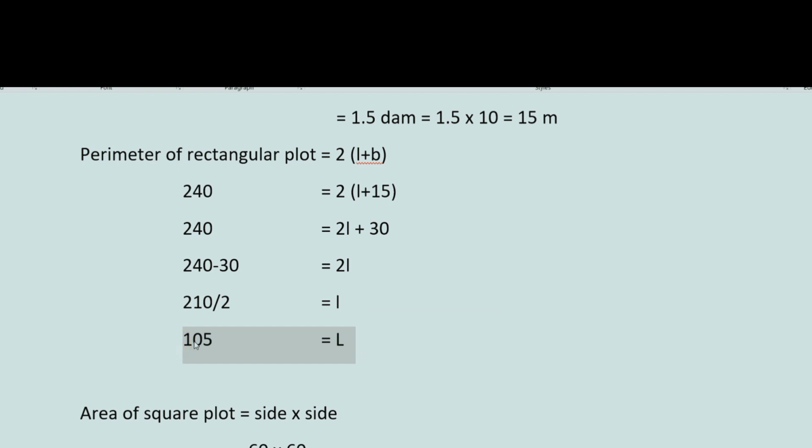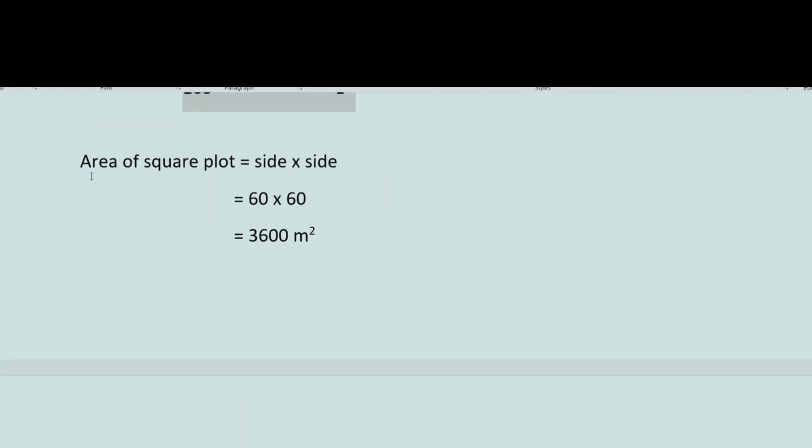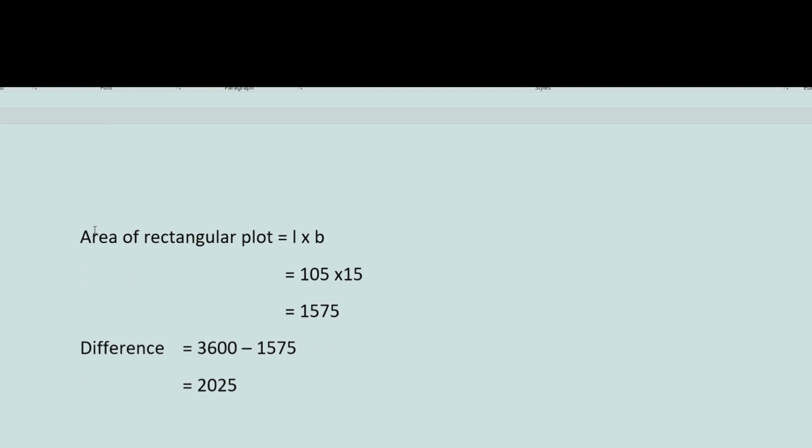Now you got the length. Using that length and breadth, now you can take out the area of rectangular plot. See, area of square plot too, same, 60 into 60, side into side. Side was given 60 meter in the question, so using that you have found the area of square plot, that is 60 into 60, 3600 meter square. Whereas the area of rectangular plot formula is L into B. L you have taken out, L is 105, breadth is 15, so if you multiply it is coming 1575.